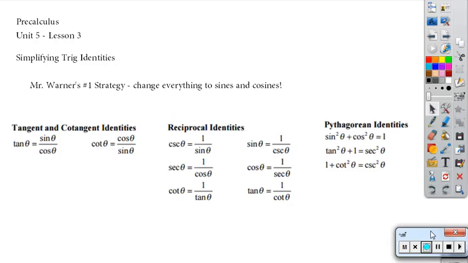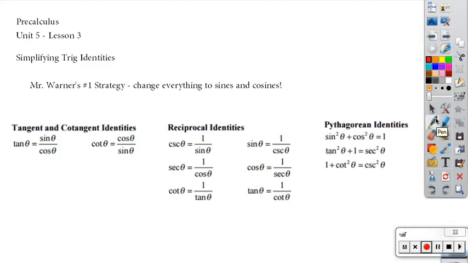I'll give you a sheet that has these identities on it. This is not something you're responsible for memorizing, and it's not something you have to memorize for the test. I'll even give you the sheet for the test. You don't have to copy them onto a study sheet. But these are the basic identities that we're going to work with here in Chapter 5 at the beginning. There are more, but we're going to start with these.